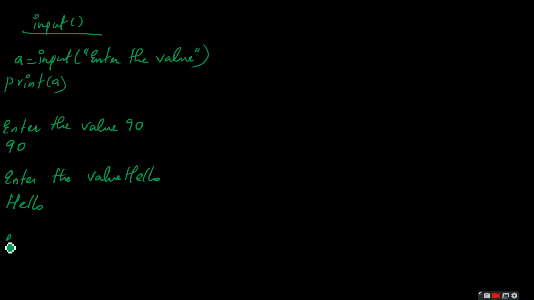Again I am executing this, enter the value. We can give it as 80.67. So it will be 80.67. So using input function, we have given different values. Now the input function will take the values in the form of a string. Now see this, enter the value, then 90. So the value pointed by A will be 90.